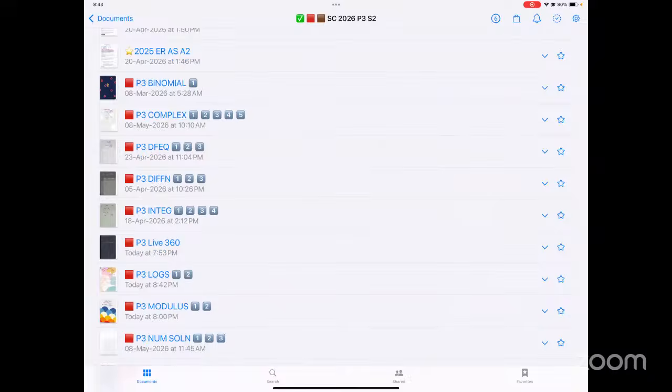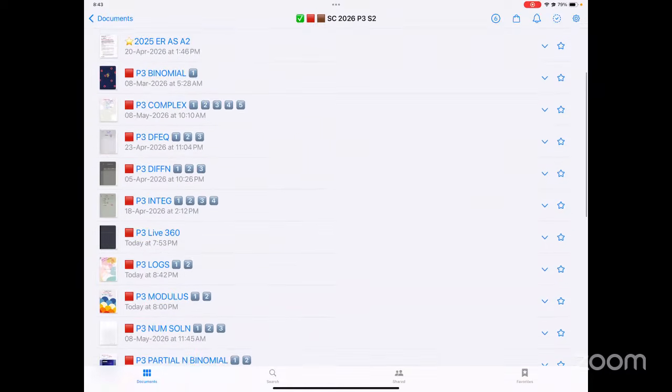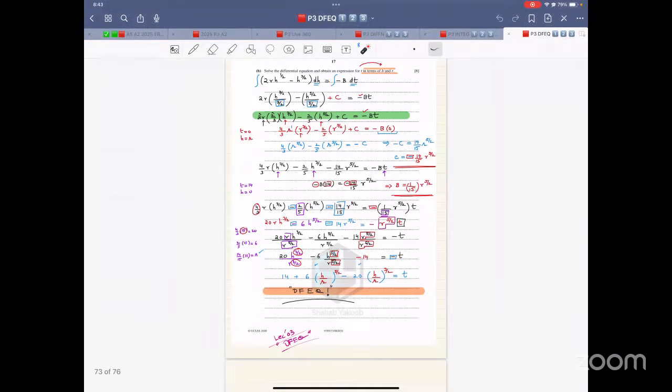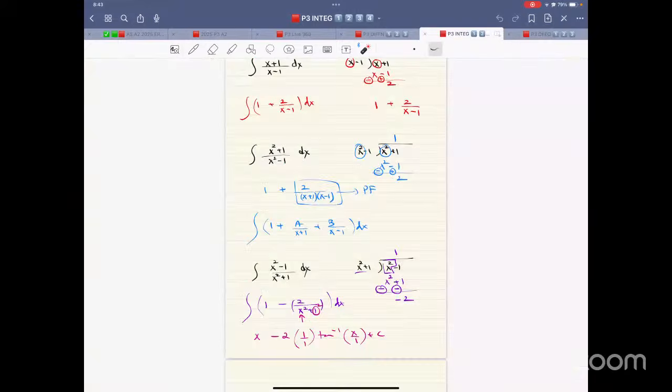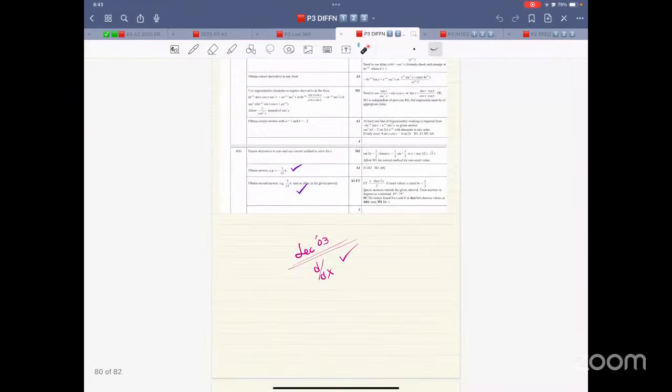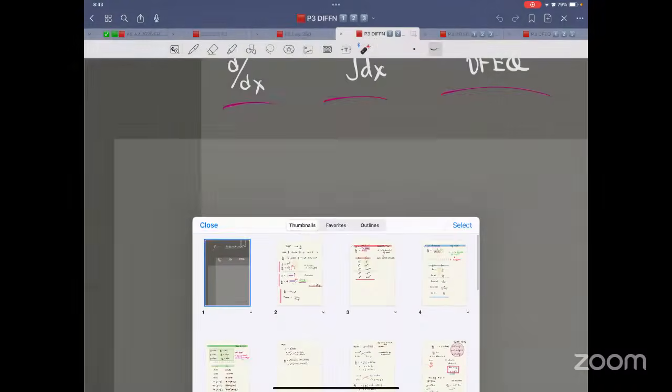And let me also open up integration. And then where is that? Differential equations. That is over here. So now, first of all, this is integration. This is differentiation. Let me first start with differentiation.